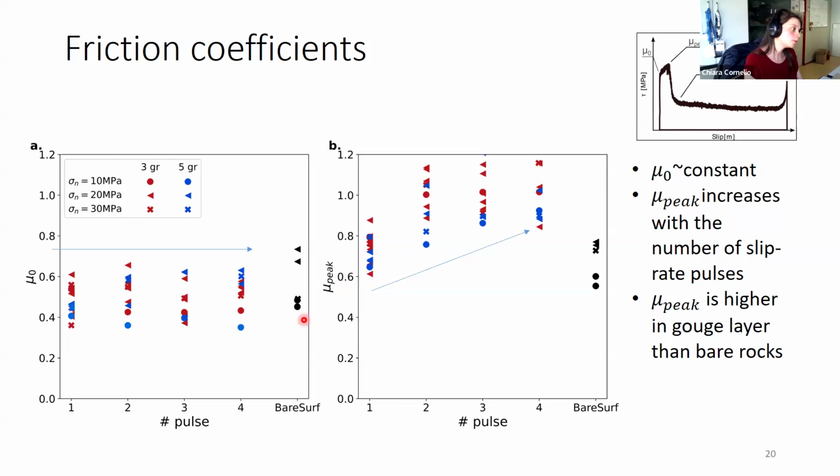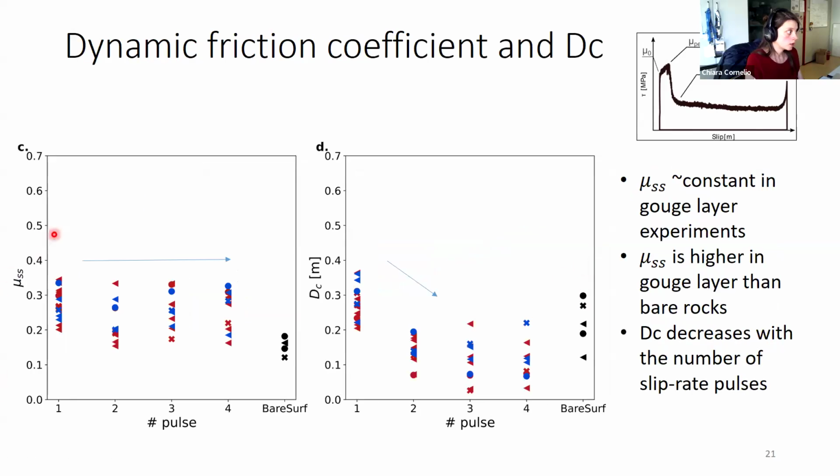while the peak friction is increasing with the number of pulses and is higher in gouge compared to the bare rock. Looking at the steady state friction, again, this seems to be quite constant with the number of pulses that we impose, and higher in gouge compared to rock. And the dC distance is strongly decreasing between the first and the second pulse, and then is more or less constant, maybe just slightly increasing during the third and the fourth pulse, and is lower for these 3 pulses in gouge compared to the bare rock.